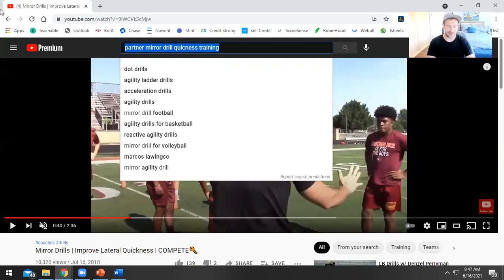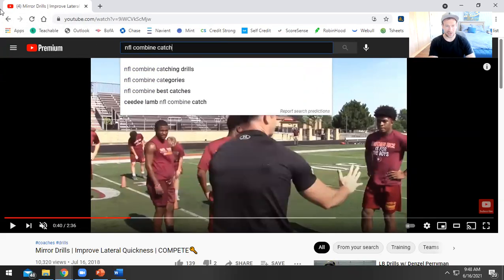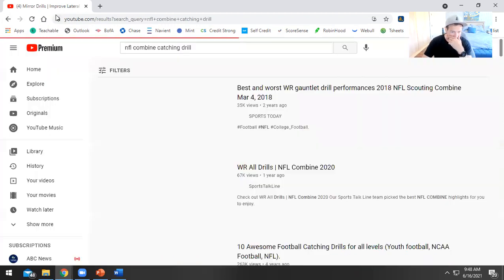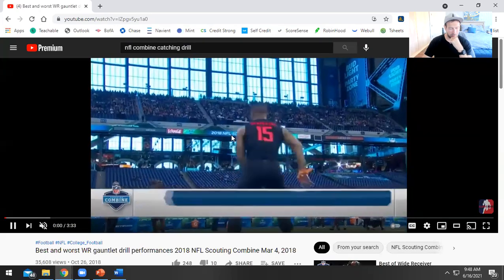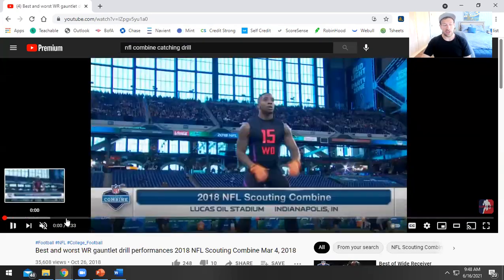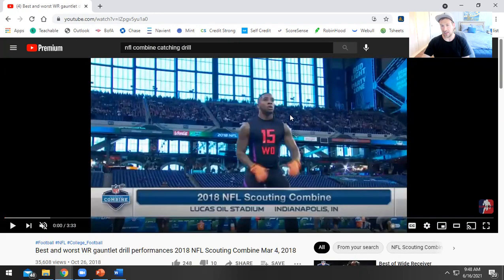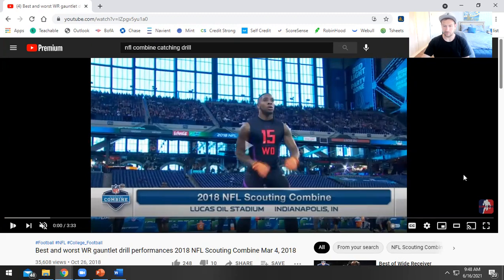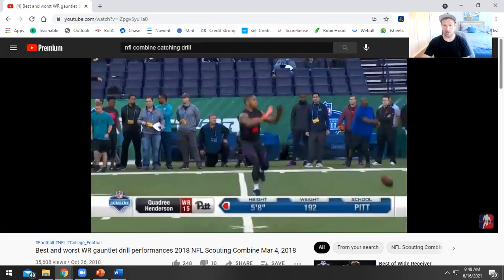I can never remember what the name of this combine is. NFL Combine Catching Drill. Yeah, okay, here we go. So here's a really good example. This is a quickness drill, right? He's going to catch a football from the front, turn around and catch another one, and then make a sprint. Catch, catch, sprint, catch, catch.